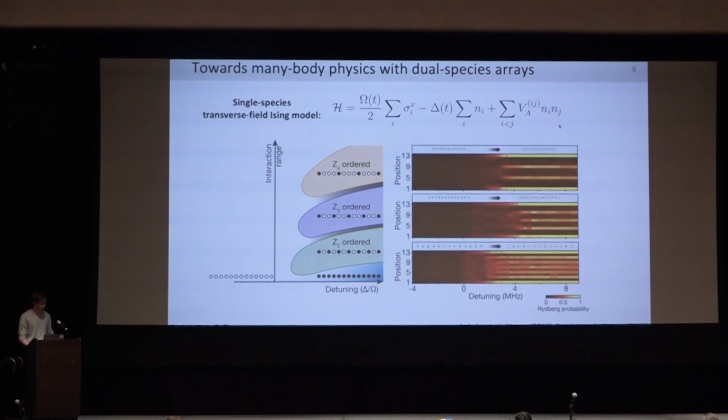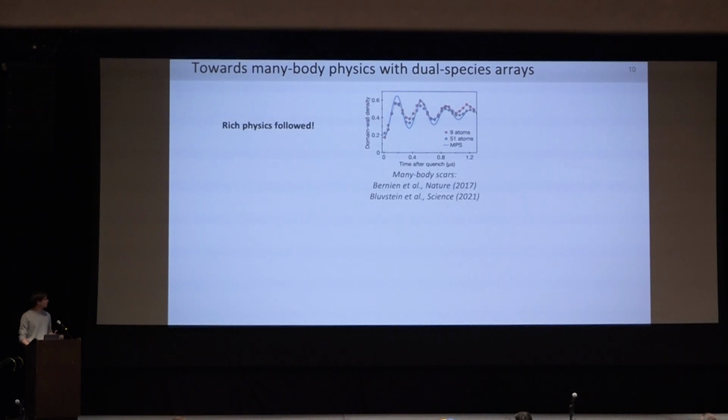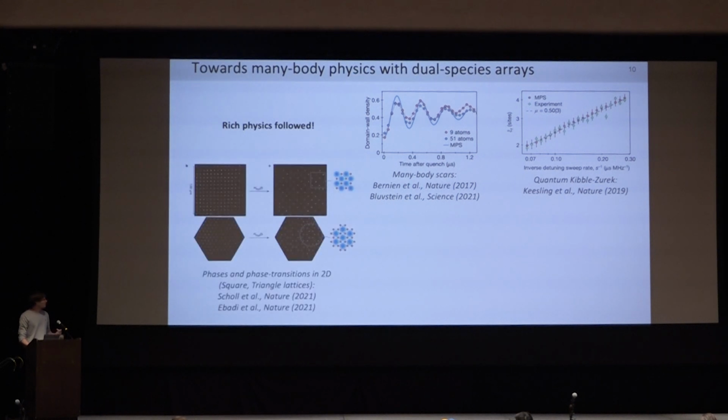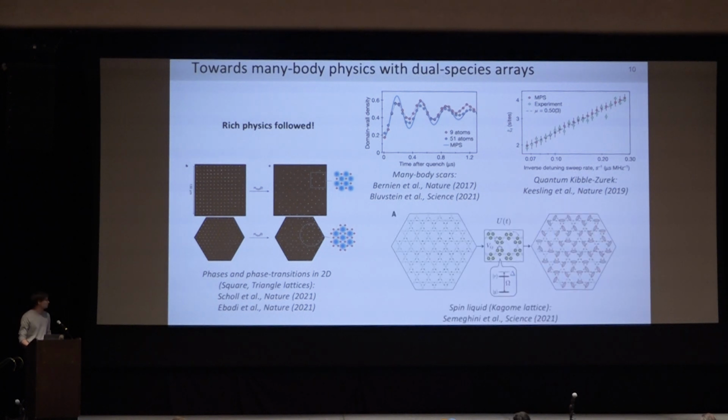And so it was shown, for example, in this 2017 work, that you can tune your 1D system across into these different phases where you can see Z2, Z3, Z4 phases, etc. And then from exactly this Hamiltonian, a lot of really rich physics followed. So we had a little bit about the idea of many-body scars, which were discovered for the first time in this system. There was work done on the quantum Kibble-Zurek mechanism. Then the experiments upgraded. They went beyond 1D into 2D, and suddenly we saw phases and phase transitions in 2D, so the square and triangle lattices, as Daniel talked about. And then, of course, also this beautiful spin liquid work on the Kagome lattice.